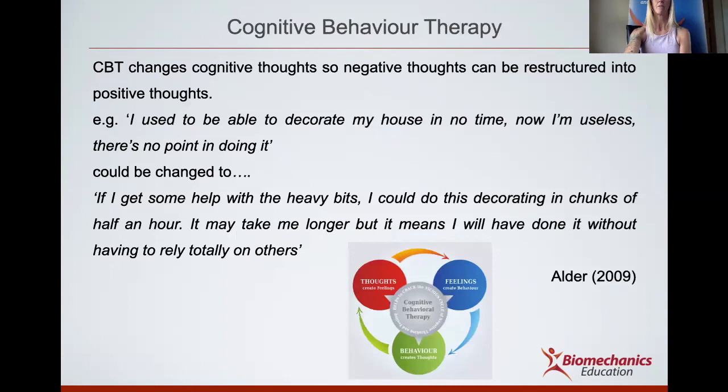And cognitive behavioural therapy, I've mentioned very briefly earlier. Let's have a look at what it is. So cognitive is of the mind, behaviour we know, and then therapy is about if we want to improve. So cognitive behavioural therapy is about changes to the cognitive thoughts so that negative thoughts can be restructured into positive thoughts. So an example being, I used to be able to decorate my house in no time. Now I'm useless. There is just no point in doing it. Could be changed to, if I get some help with heavy bits, I could do this decorating in chunks of an hour or half an hour, and it may take me longer, but it means I will have done it without having to rely on others. Real key component to healthy mindset and future change.